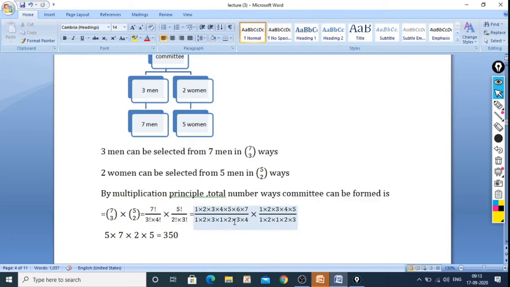4 factorial means product of 1 to 4. Now up to 1 to 4 it will get cancelled. Remaining is, or up to this, then 5 factorial can be written as product of 1 to 5. This 2 factorial means 1 into 2 and this 3 factorial means 2 into 3.